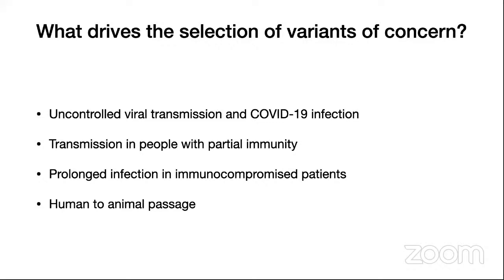So one of the key drivers is thus uncontrolled viral transmission and COVID-19 infection. At the end of the day, if we don't have infections, the virus does not have the opportunity to replicate and mutate through natural selection. So it is key to drive viral transmission down. Transmission in people with partial immunity is also very worrisome because a variant that emerges in such patients will potentially be fitter because it has the opportunity to better adapt to our immune system. And that will provide the virus with greater fitness compared to other variants circulating at that time.